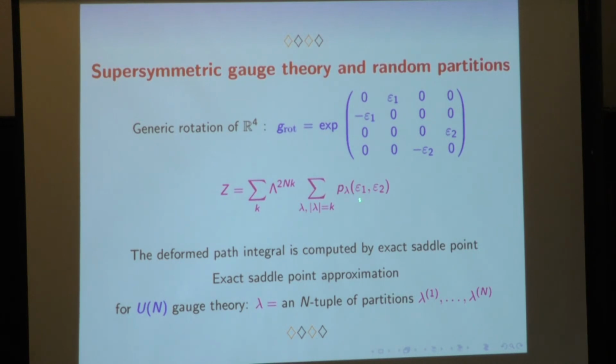And this measure depends on the new parameters which are used in deforming the theory, which have the meaning of the angles, or rather frequencies, of two independent rotations of four-dimensional spacetime. These are rotations in Euclidean version. If you do Lorentzian continuation, one of them will be again a rotation, but another one will be a boost.